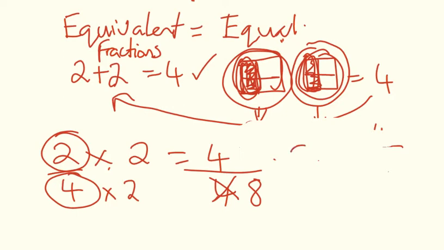So in other words, now I can say that 2 out of 4 is the same as 4 out of 8. Now we saw this up here. 2 out of 4 is the same as 4 out of 8. Still going to get the same amount.